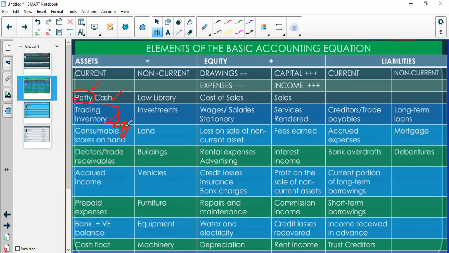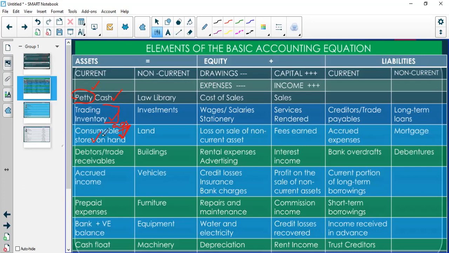So if you want to get some milkshake or whatever they sell there, or if you want to buy KFC, that chicken, they have the package that they give you. So they keep it there so that if you want, they can put the goods that you've ordered in it and give them to you. All right. So those are consumable stores on hand.